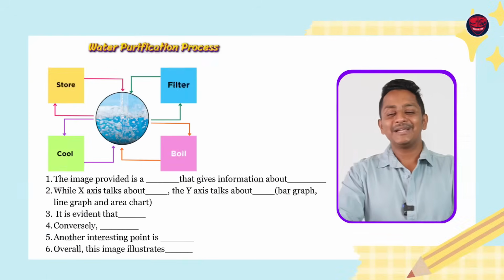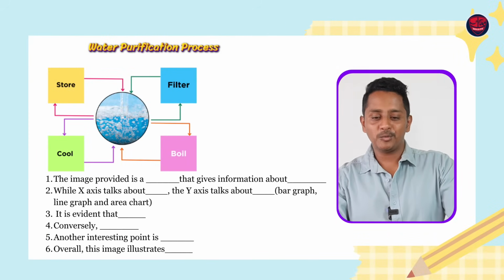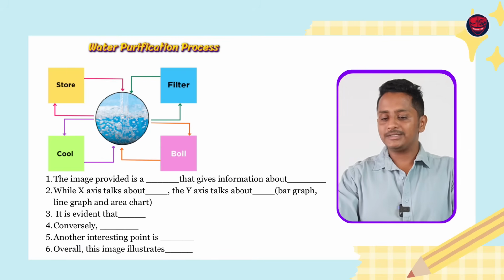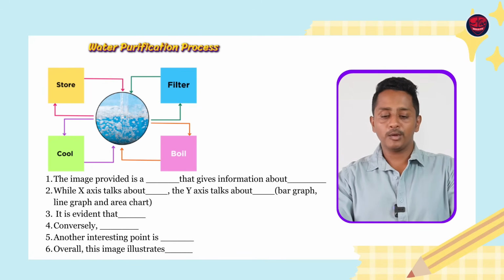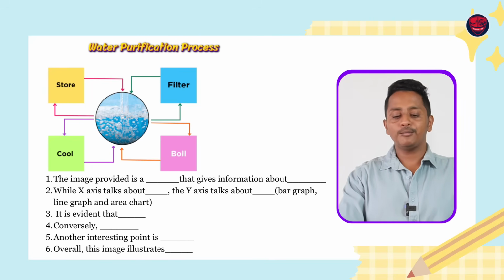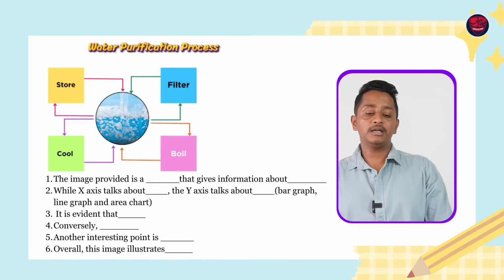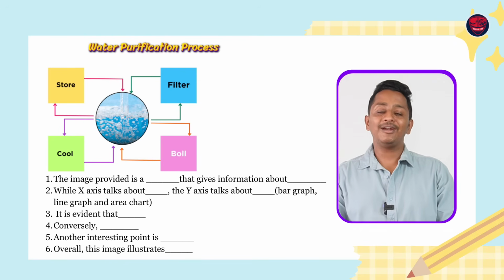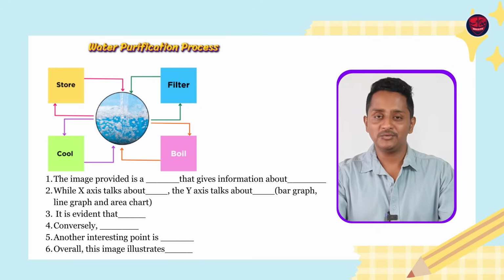Let's start. The image provided is a process that gives information about water purification process. Firstly, it is evident that the first step is to filter. Once you filter, you need to boil it. After you boil, you have to cool it down, and the third step is the cooling, which is also represented in green color. From cooling, the last step is storing, where you can store the water and you can drink the water. Overall, this image illustrates the beautiful process of water purification process, which has 4 steps.